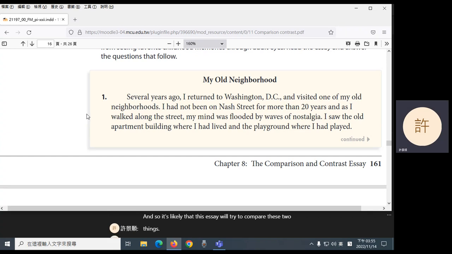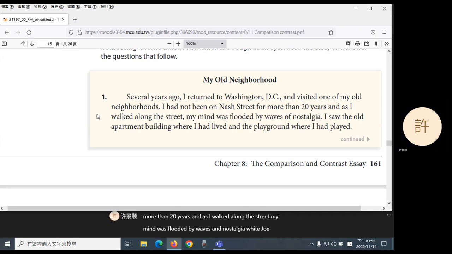Several years ago, I returned to Washington, D.C. and visited one of my old neighborhoods. I had not been on Nass Street for more than 20 years. And as I walked along the street, my mind was flooded by waves of nostalgia, 怀旧. So yes, indeed, the author, after a long time, has come back to their original neighborhood.